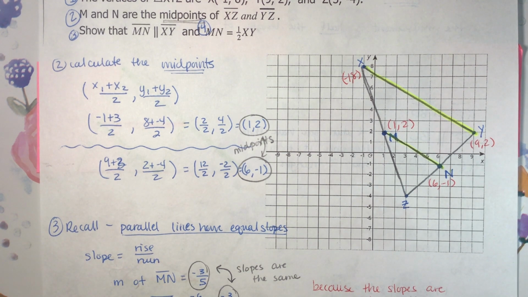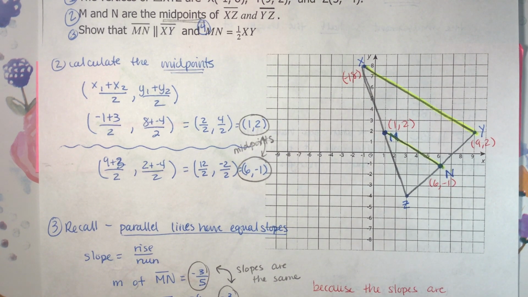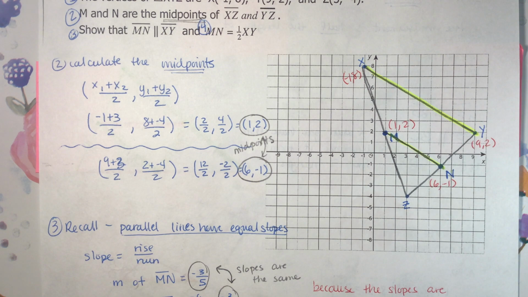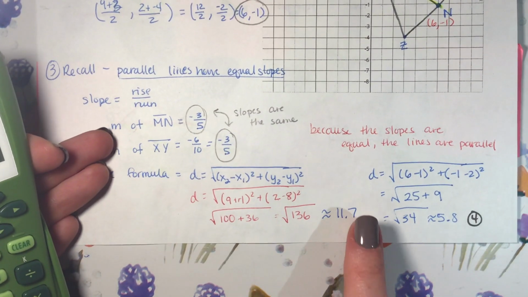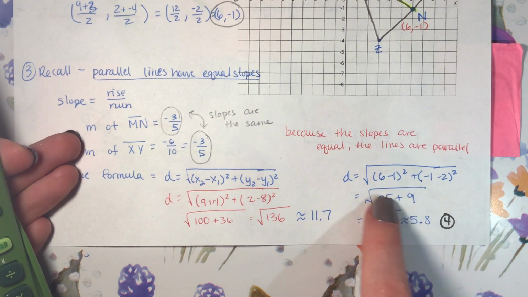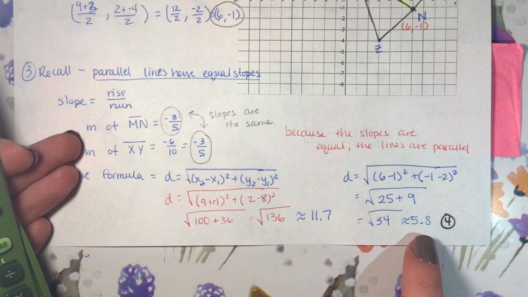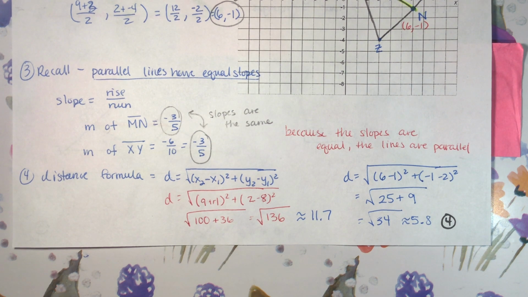The square root of 34 is about 5.8, and the square root of 136 is about 11.7. If we take 5.8 and double it, we're going to get around 11.7. Oh, sorry, you guys, I didn't show that to you. My apologies. So I just did the distance formula here, and then I rounded my answers. I can see now that 11.7 is approximately double 5.8, and because I was rounding, that makes sense, so that's good. I have now shown that MN is half of XY.